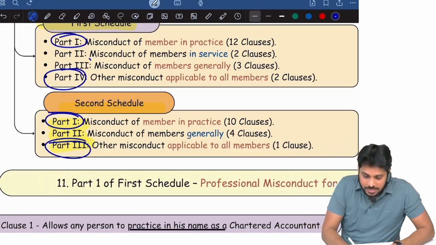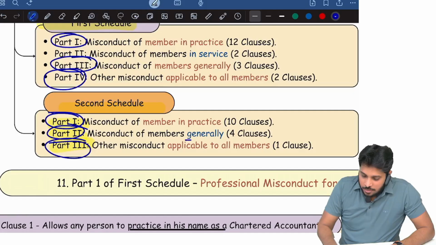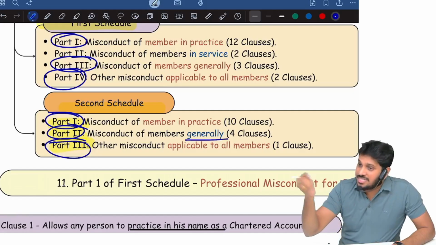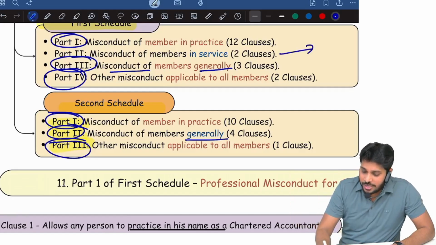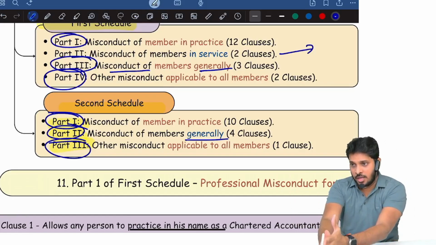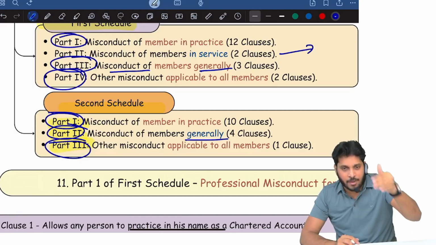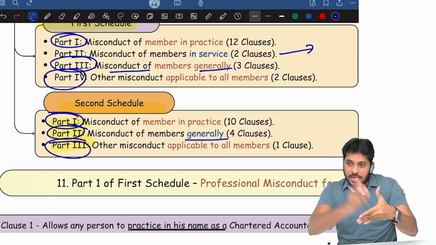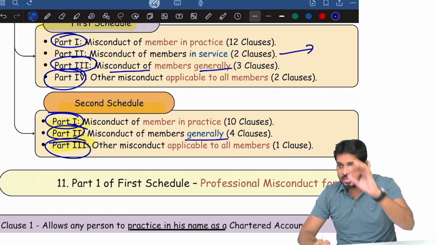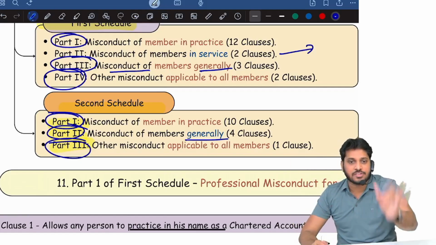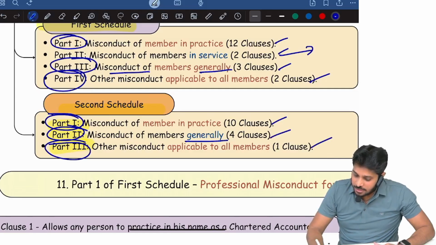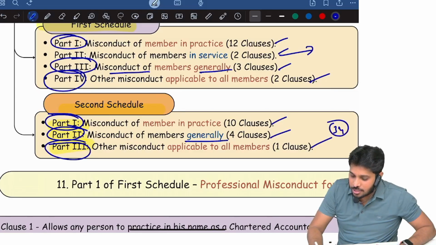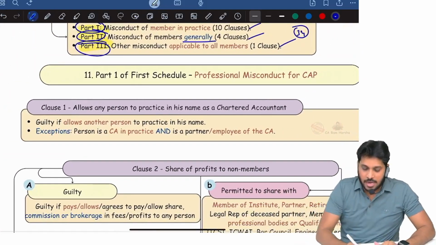Yes or no? Whereas here part 3 and here part 2, professional misconduct for members generally. In schedule 1 only, exclusively employee CAs were covered. One part of schedule 1, that is part 2 in schedule 1, is specifically talking about CAs in service and professional misconduct. Now, we totally have 12 plus 2, 14 plus 3, 17 plus 2, 19, 19 plus 10, 29, 33 and 34. Total how many do we have? 34 clauses. That's it.